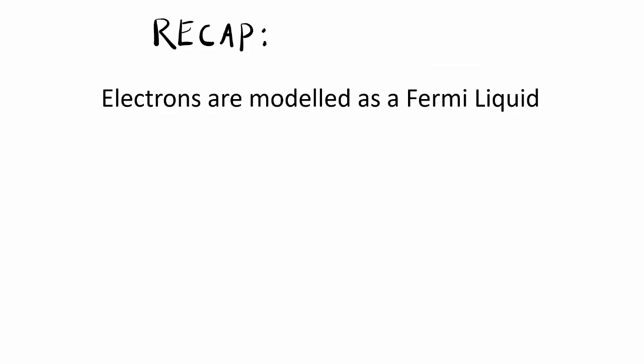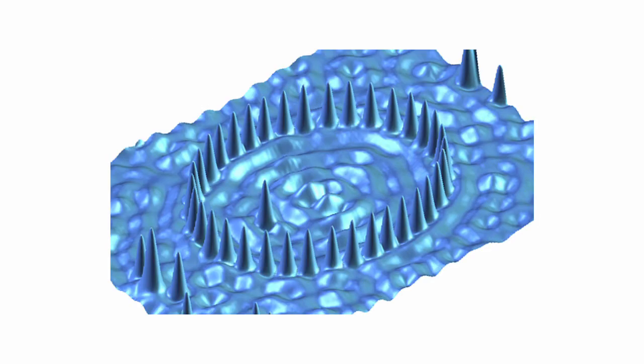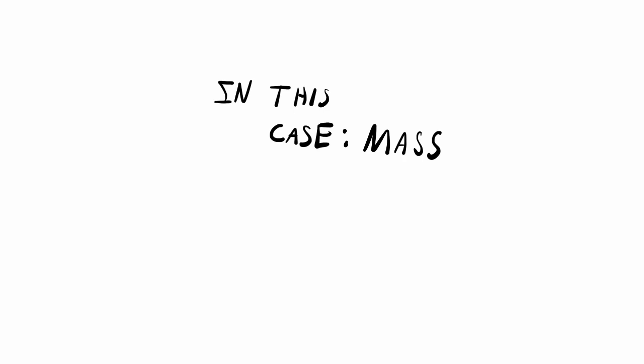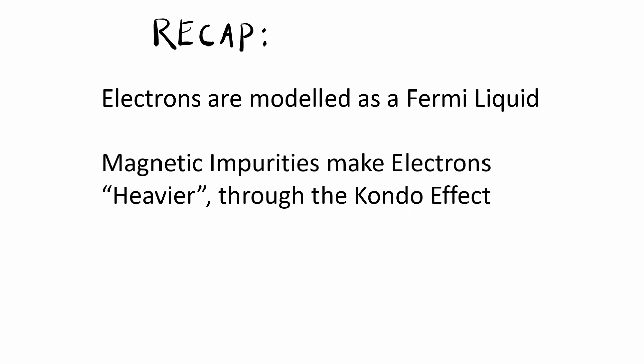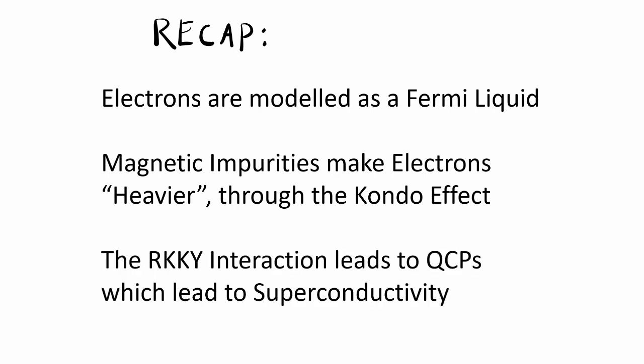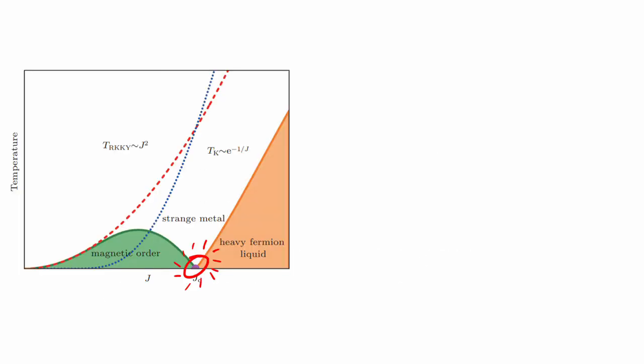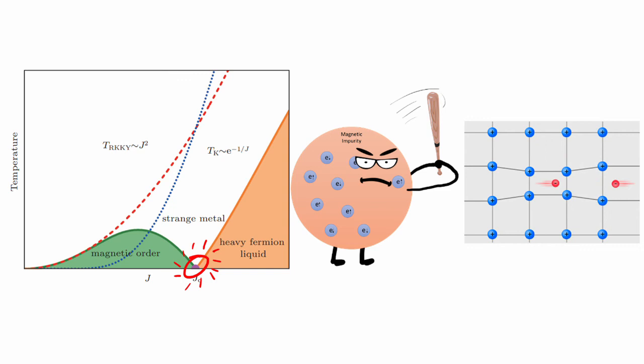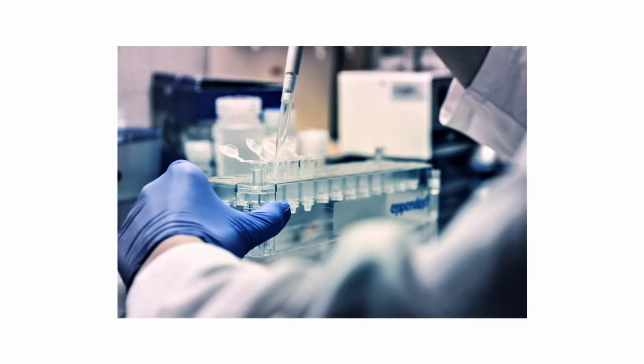So, to recap, electrons in a metal can be modelled as a Fermi liquid, as if they don't actually interact with each other, but have some other difference in one of their fundamental properties. By introducing magnetic impurities into a metal, it can appear as though the electrons become heavier. And this can lead to all sorts of interesting properties, notably quantum criticality and the counterintuitive heavy fermion superconductivity. And really, we don't know that much yet. There's still a lot of work to be done.